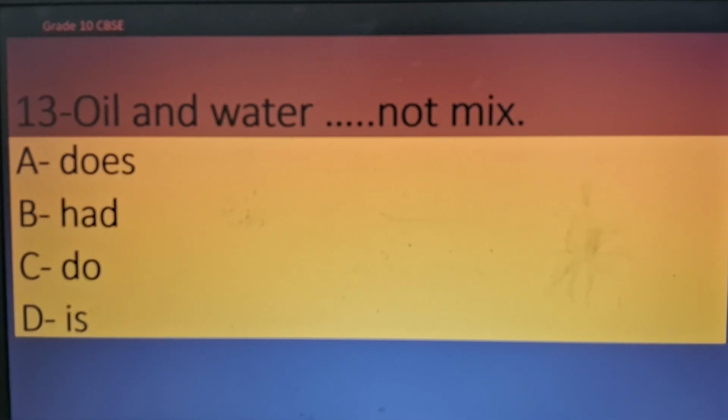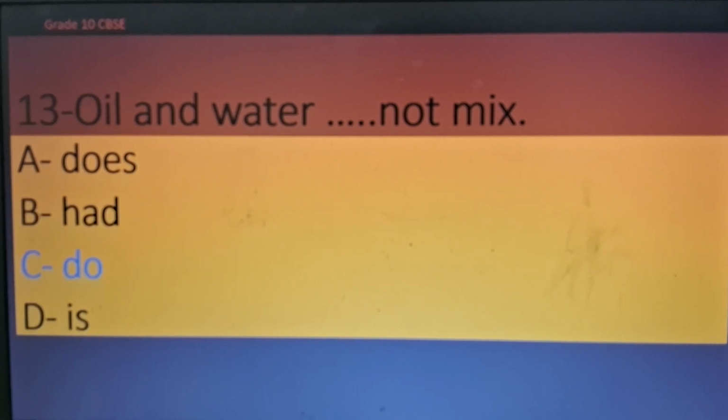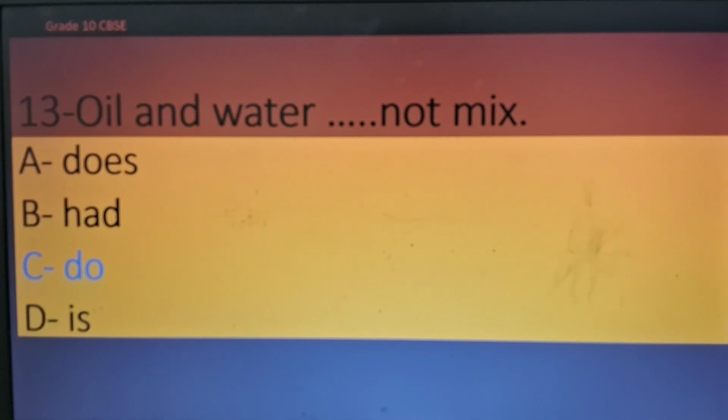Question 13. Oil and water dash not mix. Option A does, option B had, option C do, and option D is. Children, can you guess the answer? Yes, the answer is do, because two nouns, oil and water, are joined by the conjunction and. In that case, we have to use a plural verb.